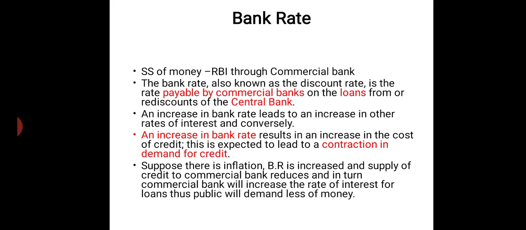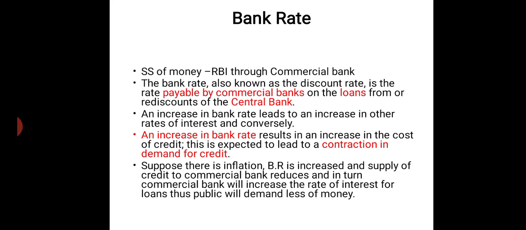In turn, commercial banks will pass this on to the general public by increasing the rate of interest at which the general public gets loans from commercial banks. So RBI increases the bank rate, and commercial banks increase the rate of interest on loans for the general public. It's a chain reaction. Like this, RBI is indirectly, through commercial banks, trying to control the money supply in the economy. This is what we studied under bank rate.